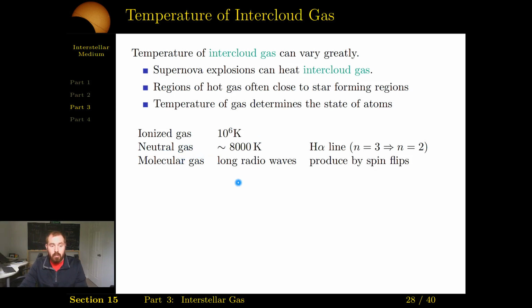And then keep going, you can find things like molecular gases. This is going to be gases, a bunch of atoms sticking together. They're going to radiate in a bit more of the long radio waves. Remember, like the meter-long wavelengths, right? And what's producing this spectrum of light we see is going to come from what we call spin flips. So I'm going to go through these in a bit more detail. All right, it's just not good enough to have the text there.